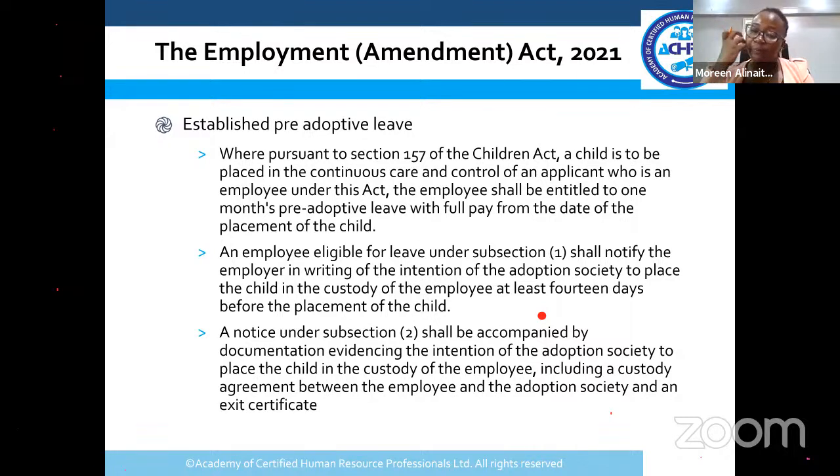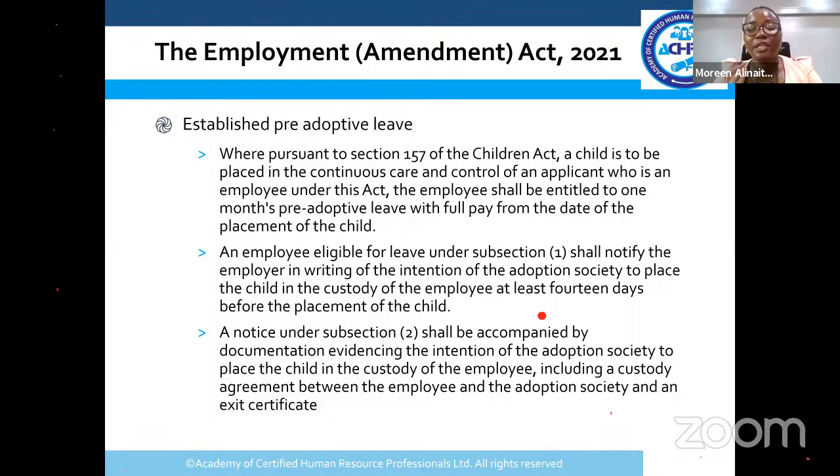So they must bring supporting evidence that indeed a child is being placed in their care. Because it's not something you just wake up and say, oh, a child is coming. No, it's a process. There are letters that are written. There is investigation that is conducted. So they put the child in the care of this person to test and see how they are relating. Are they compatible? Because this is not somebody they gave birth to, so they need to test that. So the person applying for the leave must do it in writing, and they must attach the documents from the adoption society, because they are always notified.